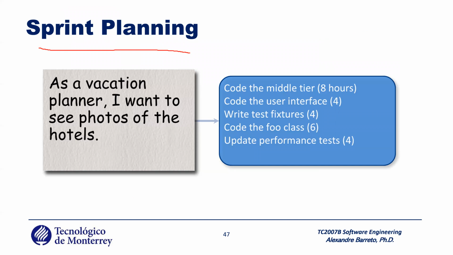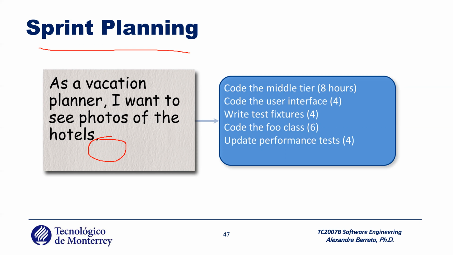Sprint planning, again: you need to get one user story and create the tasks. For example, as a vacation planner, I want to see photos of the hotels. First thing, what did I miss here in this user story? Do I have the who? Yes or no? Yes. Do I have the what? Yes. You missed the for what, the why. Exactly.